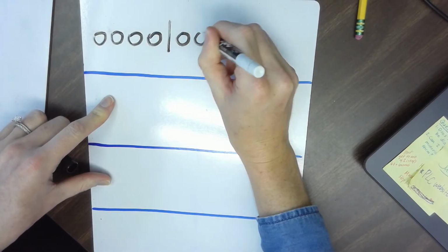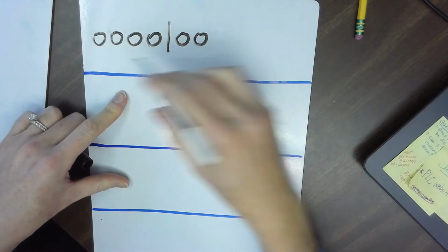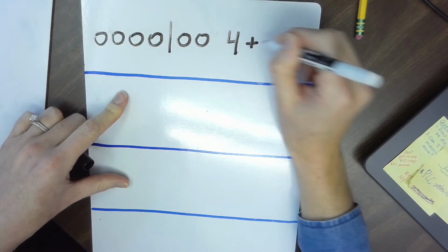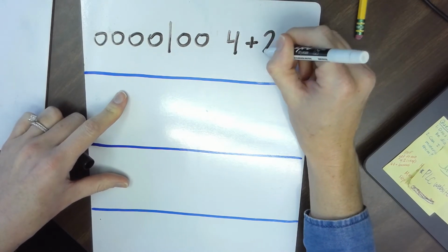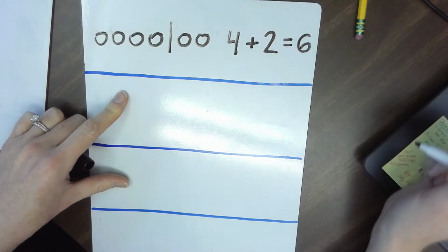What will that number sentence look like? He started with 4 marbles, plus some more. We gave him 2 more marbles. Now he has 6 marbles.